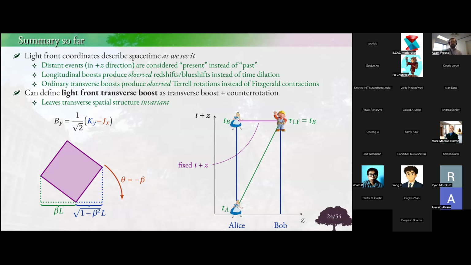The reason that it's J_x is because if you boost something in the y direction by an ordinary y direction boost, then the observed Terrell rotation is in the zy plane. So in order to undo the Terrell rotation, you need to do a rotation in the zy plane. So that's a rotation around the x-axis. Yeah. Sorry. Okay. Thank you.